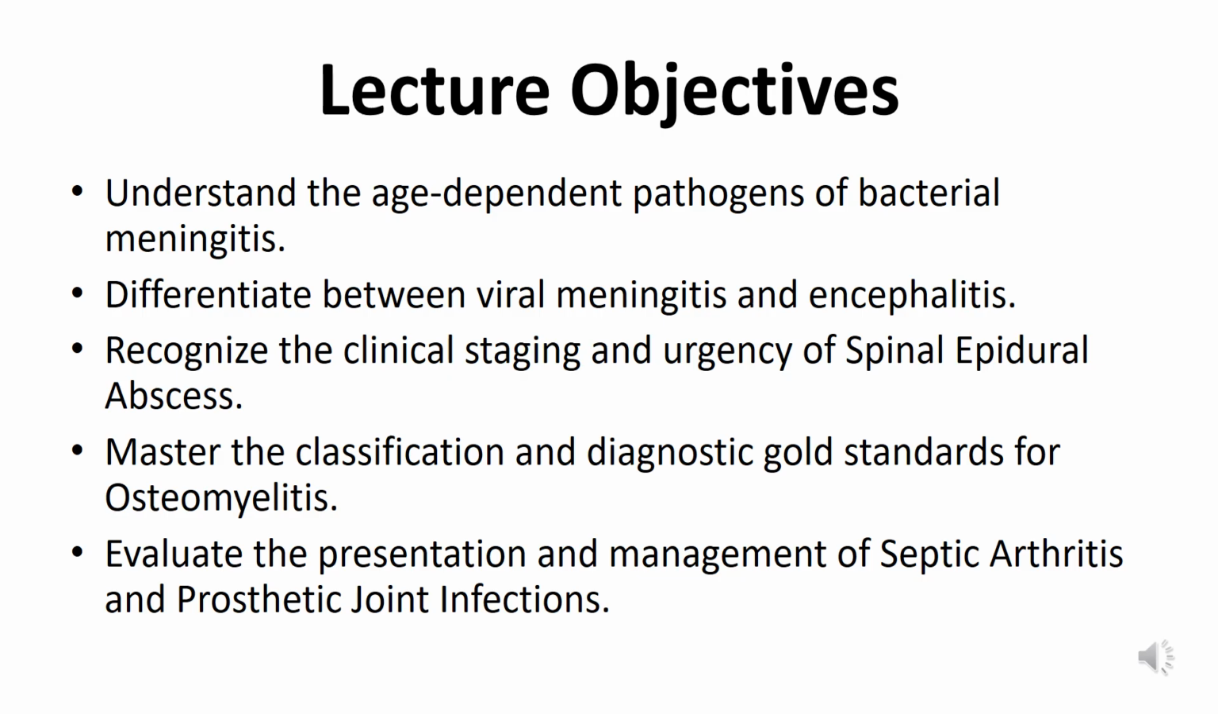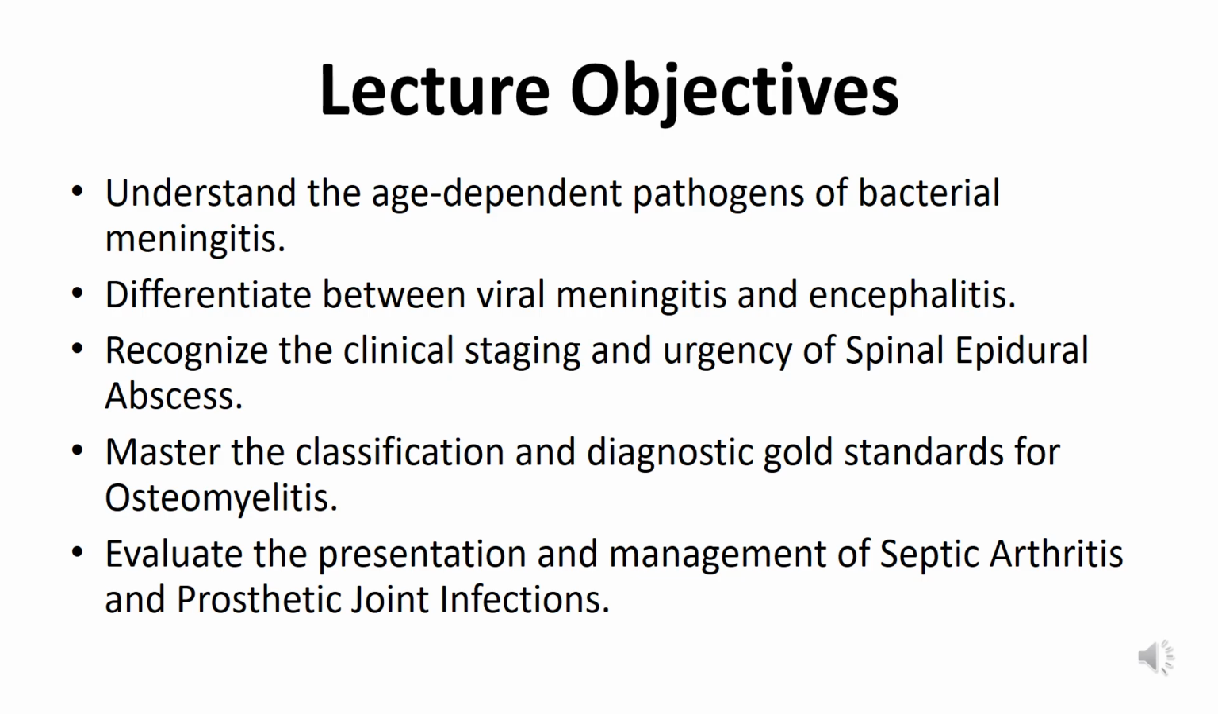Next, we will learn to differentiate between viral meningitis and encephalitis. Although both can present with fever and neurological symptoms, they affect the body differently. Viral meningitis primarily involves inflammation of the protective membranes surrounding the brain and spinal cord. Encephalitis, on the other hand, involves inflammation of the brain tissue itself. Patients with encephalitis are more likely to develop altered mental status, behavioral changes, seizures, and focal neurological deficits. Identifying the difference guides both diagnosis and treatment.